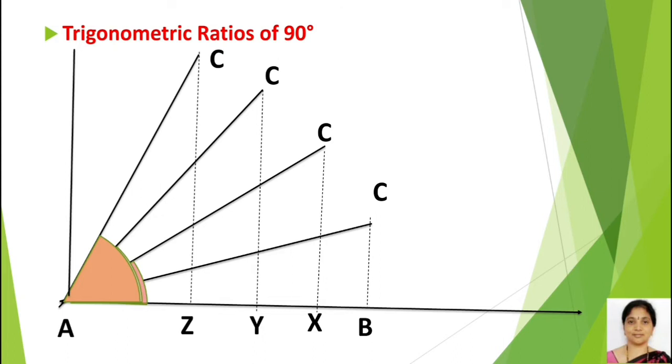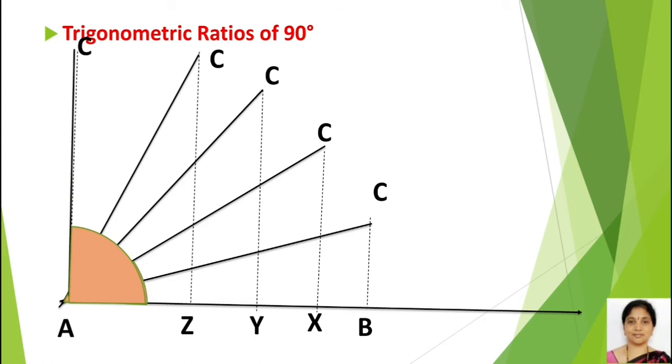Finally, take a 90 degrees angle. So AC becomes the new position of the line. Here, draw a perpendicular line, and then we get the 90 degrees angle. If you observe clearly, the opposite side length increased, and finally it reached the hypotenuse value. This is the first hypotenuse, this is the second, third, fourth, like this. So finally the opposite side reached the hypotenuse. That means the hypotenuse and opposite side are both equal.